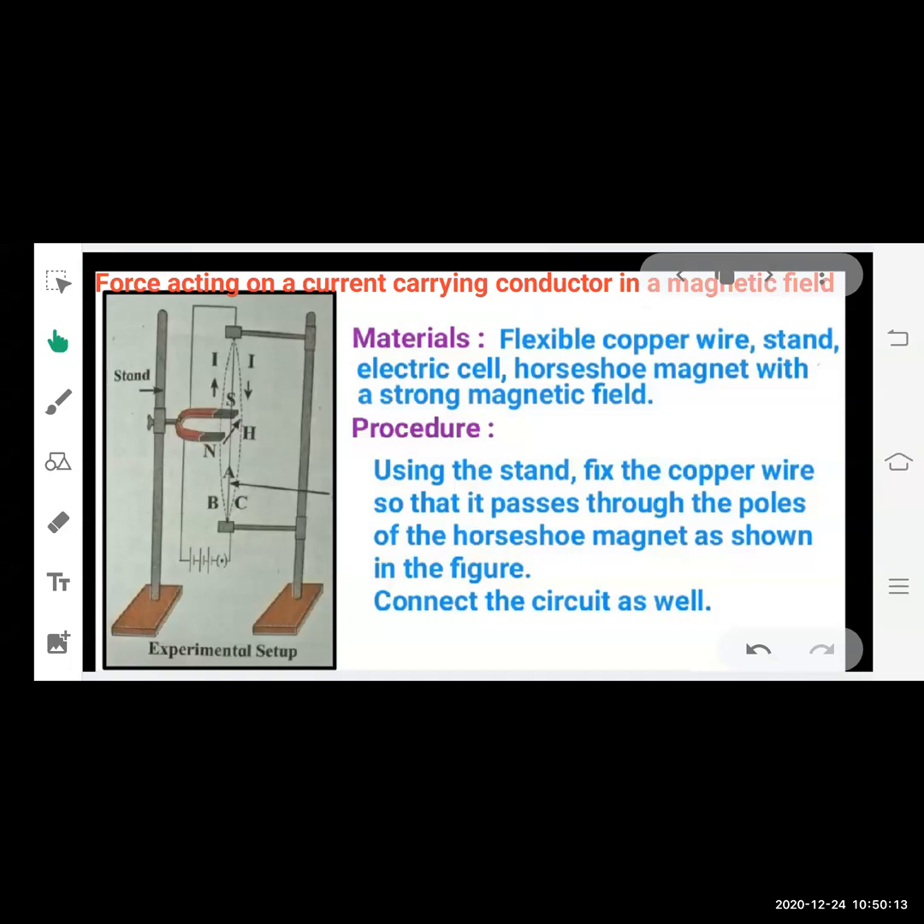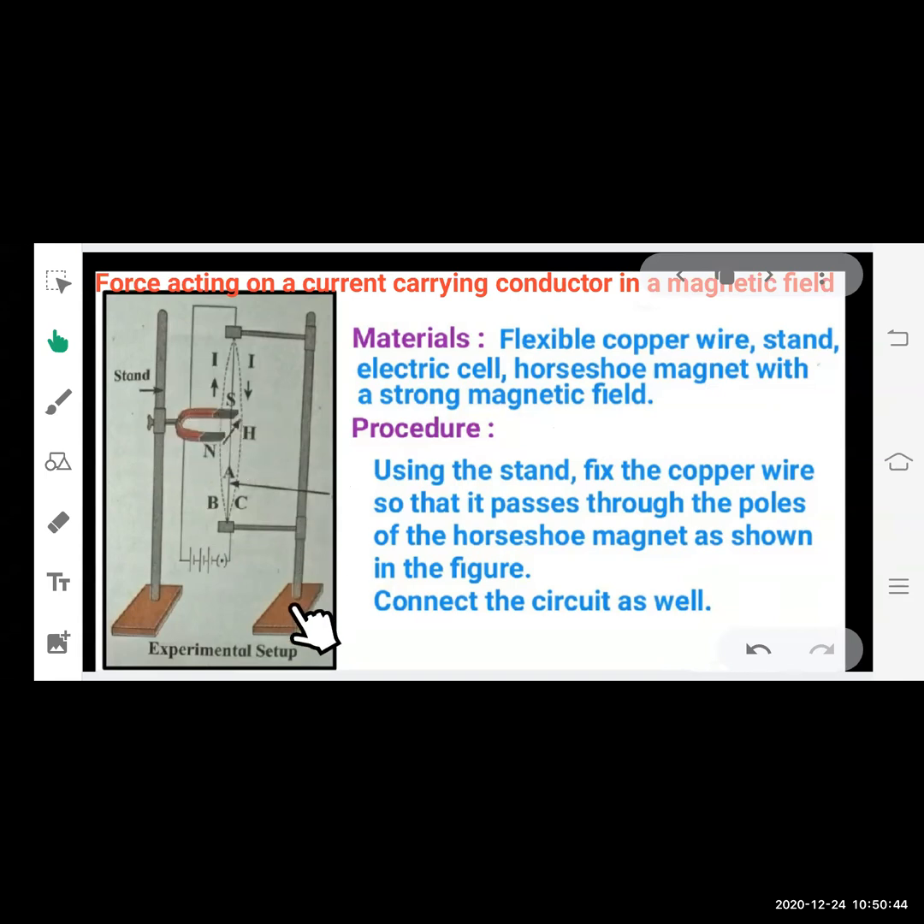So for this, we need to carry out an experiment. What are the materials required for this? You can see here on the screen: a flexible copper wire, stand, electric cell, horseshoe magnet with a strong magnetic field. So what we have to do is set up the materials in the given setup. As you can see, there is one stand. On this stand, a horseshoe magnet is attached. It is held in a fixed position.